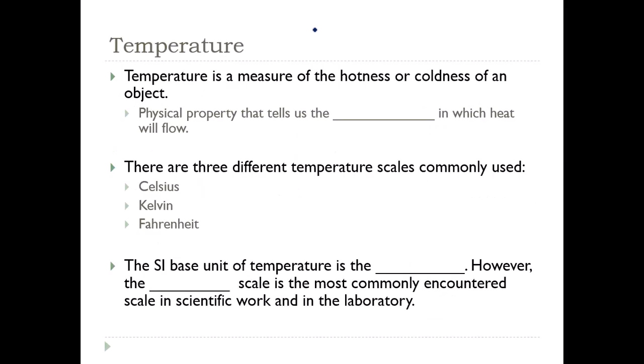Then temperature is a measure of the hotness or coldness of an object, and temperature is a physical property. We discussed physical versus chemical properties. So it's a physical property that tells us the direction in which heat will flow. So heat flows from a warmer area to a cooler area. And there are 3 different temperature scales commonly used: Celsius, Kelvin, and Fahrenheit. The SI base unit of temperature is the Kelvin.